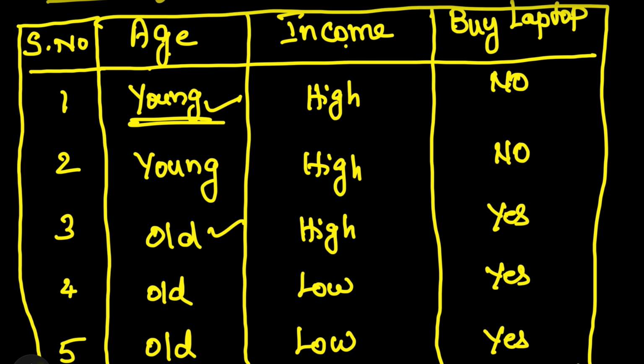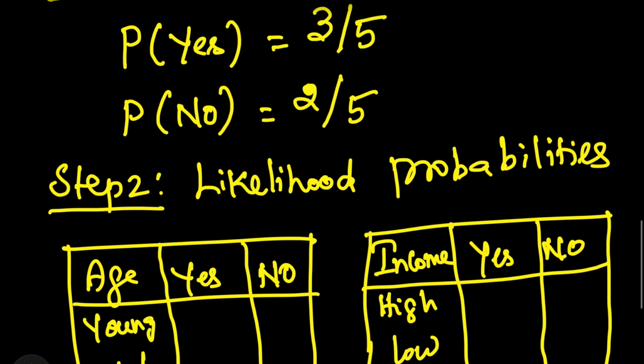1 and 2. These 2 are young values we have. For these two young values, we have to check what is the outcome, buys laptop. Both are no, right? No yes values are there. The first sample is contributing to no, and the second sample is also contributing to no. So yes equals 0 for young.